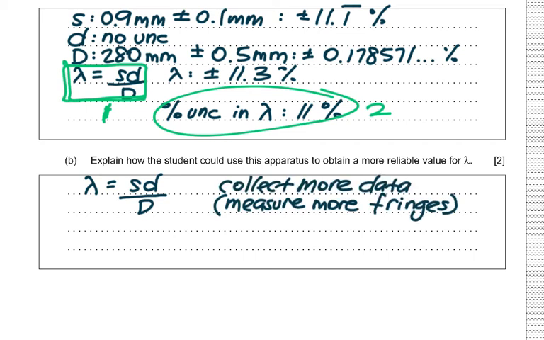And again, to be clear, sometimes "collect more data" is like, oh yeah, collect more data. And it's like, well, what the heck does that mean? I don't really know. So in this particular instance, the data that's being collected, the distance to the screen remains rather fixed, and then the distance between the slits also remains rather fixed.